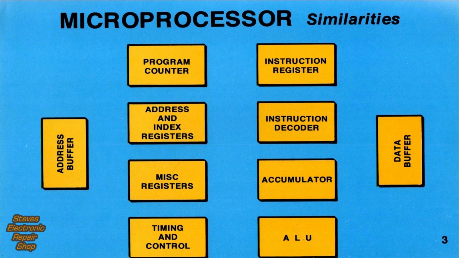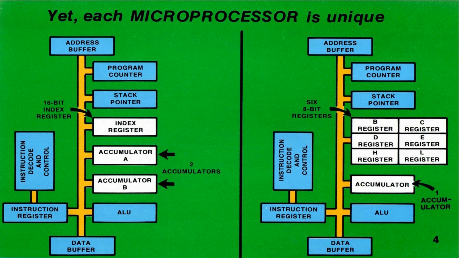No matter how differently microprocessors are structured, we usually find similarities. Most microprocessors contain these basic elements, although the names may change. Yet each microprocessor is unique. For example, the microprocessor on the left has a 16-bit index register and 2 accumulators, while the one on the right has 6 general-purpose 8-bit registers, but only 1 accumulator. These subtle differences must be examined carefully during the selection process, for they can indicate programming problems or solutions.